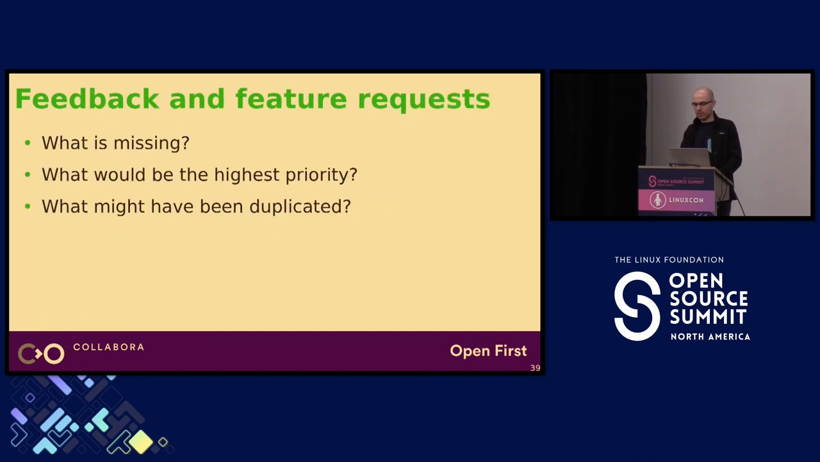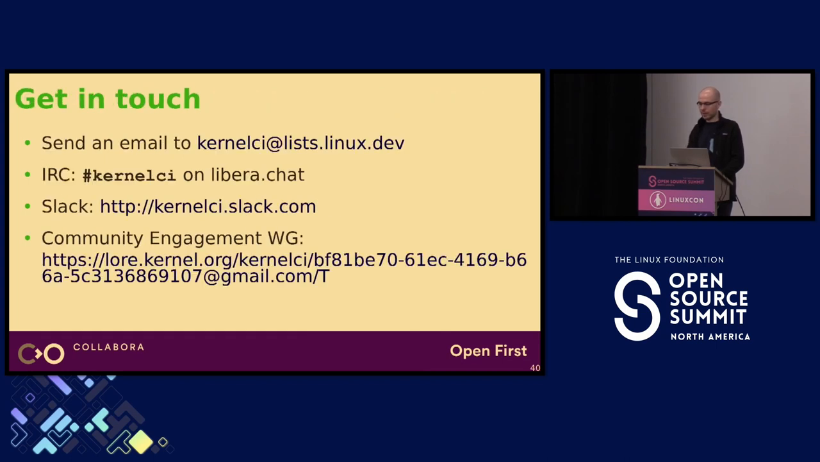The question, however, and if I may, a feedback request to you would be: what still might be missing in those systems that you see from your experience of trying it out or setting it up on your own? What do you feel would be the highest priority of those missing items? And what could have been duplicated and has already been resolved in another way? If you have an idea and would like to share it with us, just send an email to the KernelCI mailing list, or just let us know on the IRC channel, #kernelci on Libera Chat.